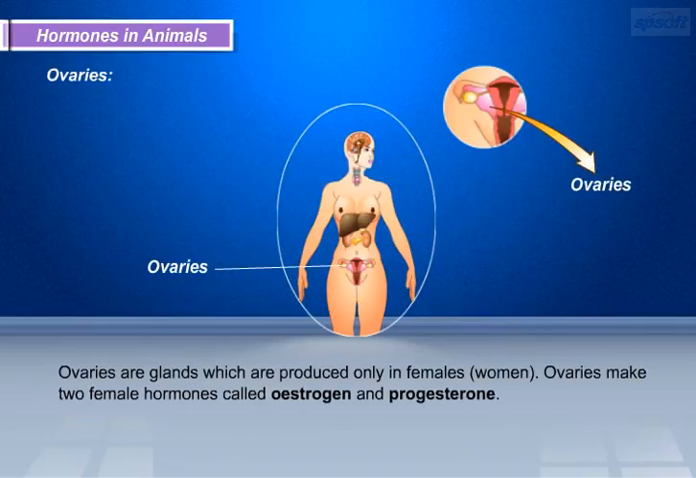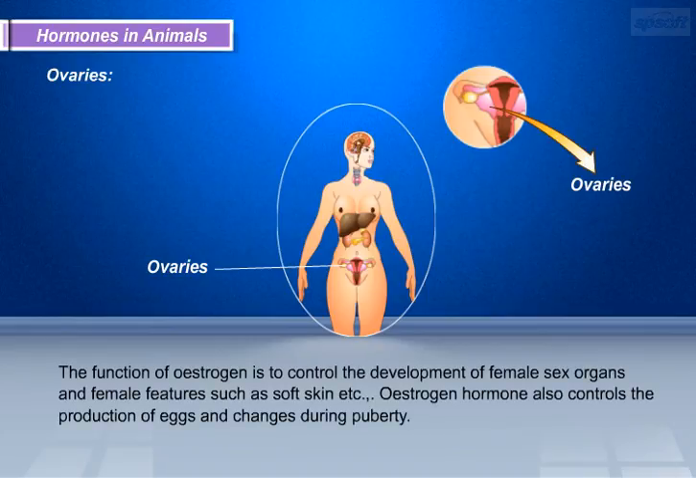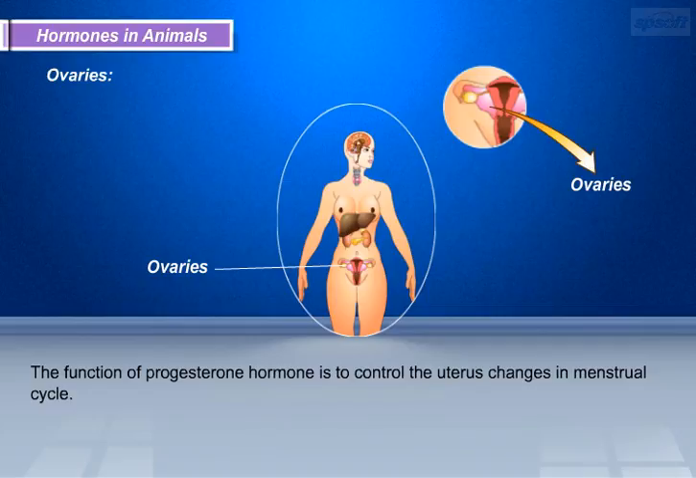Ovaries. Ovaries are glands which are present only in females, that is, women. Ovaries make 2 female hormones, called estrogen and progesterone. The function of estrogen is to control the development of female sex organs and female features such as soft skin, etc. Estrogen hormone also controls the production of eggs, and changes during puberty. The function of progesterone hormone is to control the uterus changes in the menstrual cycle.